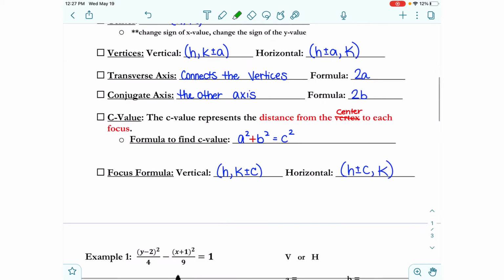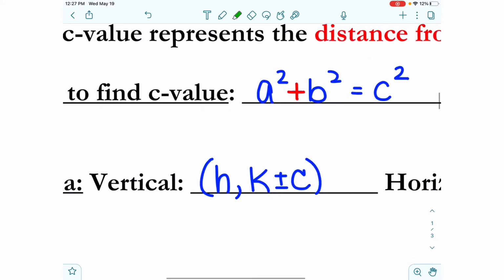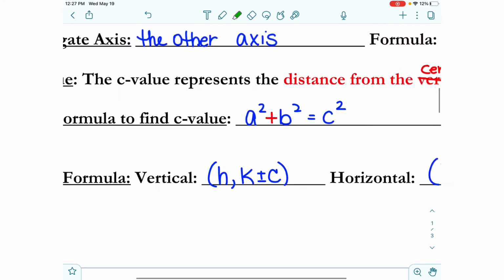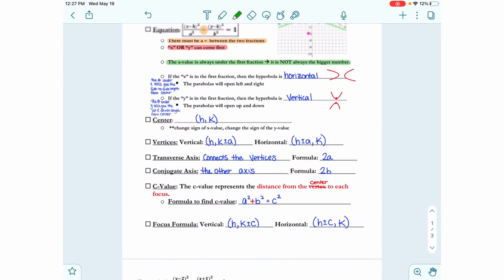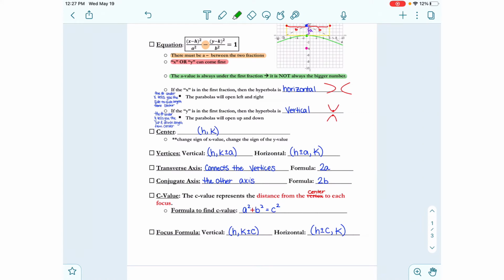To actually find those points, if we have a vertical hyperbola, I'm going to add the c value to the y value of the vertex. If I have a horizontal hyperbola, I'm going to add the c value to the x value of the vertex. Again, if you need to pause and get anything else down, that's it.